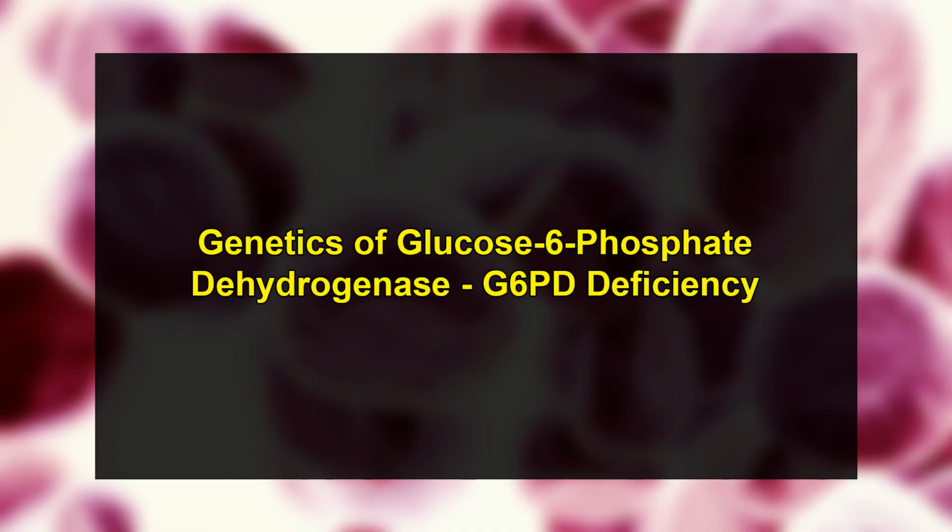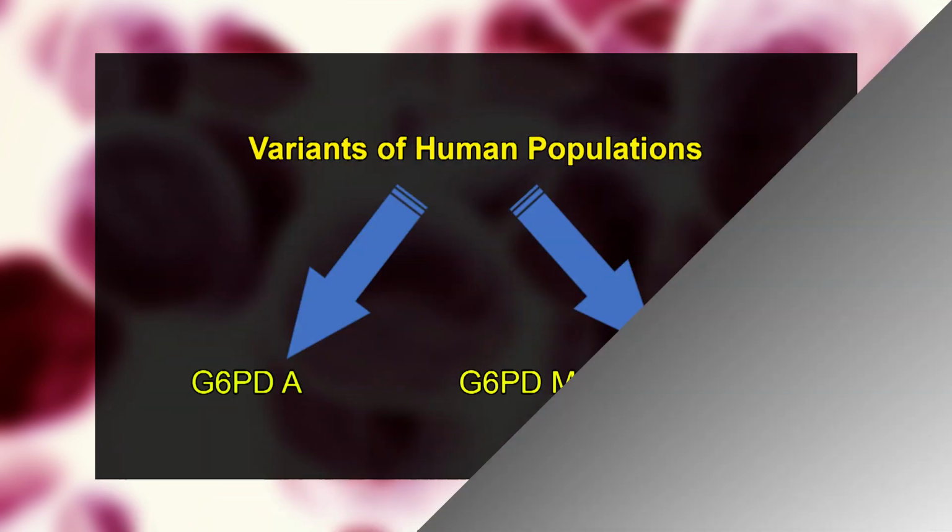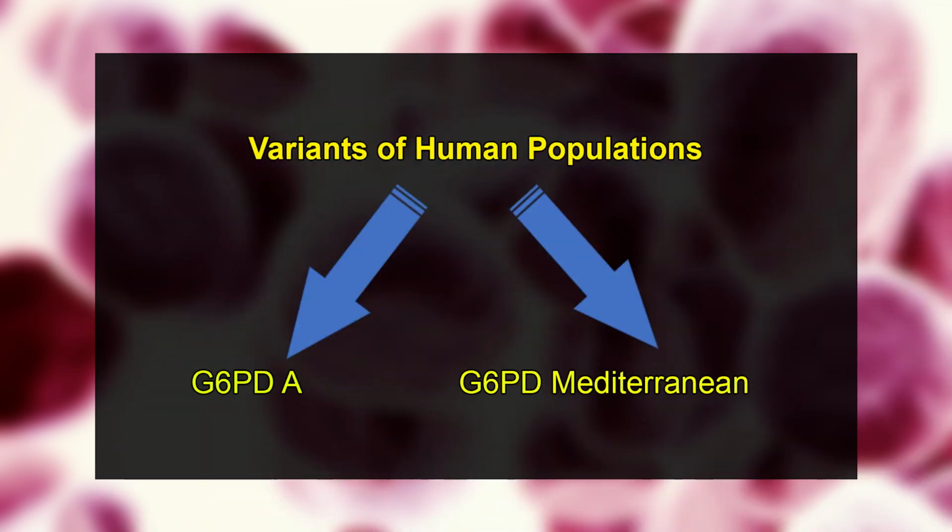Dear students, let's discuss the genetics of glucose 6-phosphate dehydrogenase deficiency. Two variants, that is glucose 6-phosphate dehydrogenase A and glucose 6-phosphate dehydrogenase Mediterranean, are the most common in human populations.